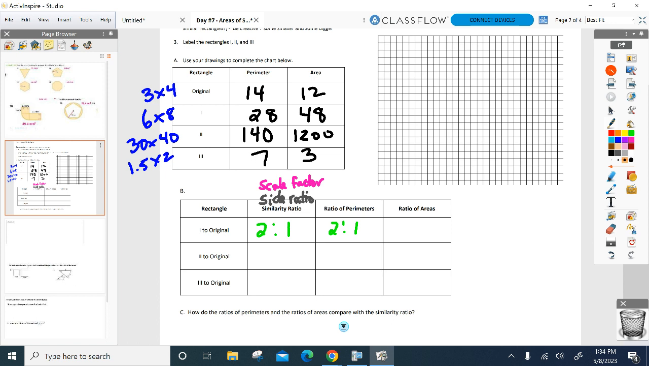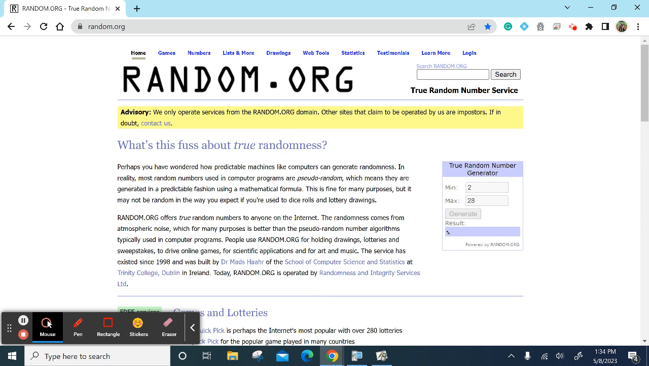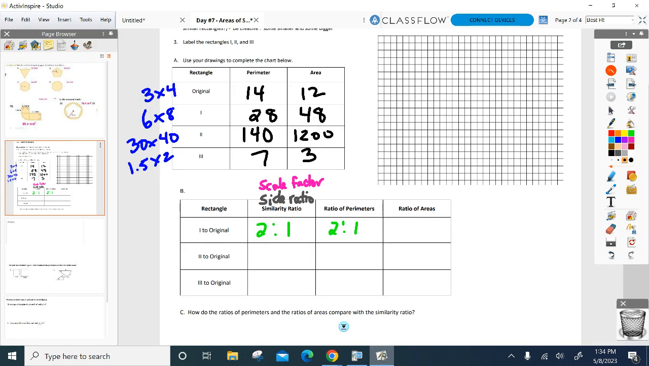Why don't we just write in 2 to 1 for the areas? How about no? What's the ratio of their areas now? Look at their areas. It will not be 2 to 1. Instead, 48 to 12, which is 4 to 1. Maybe we're noticing a slight pattern.